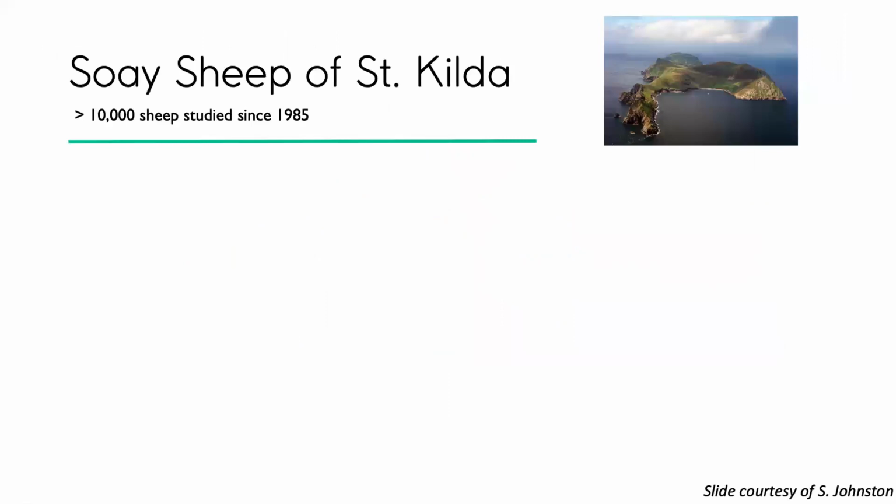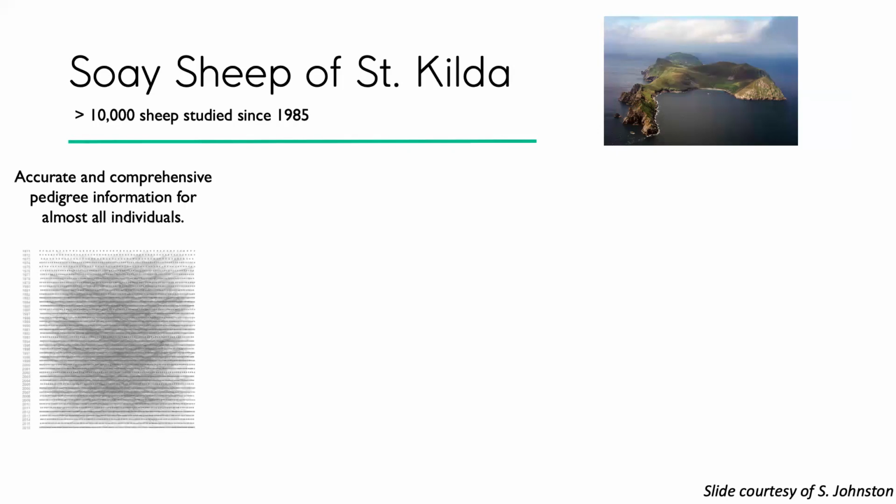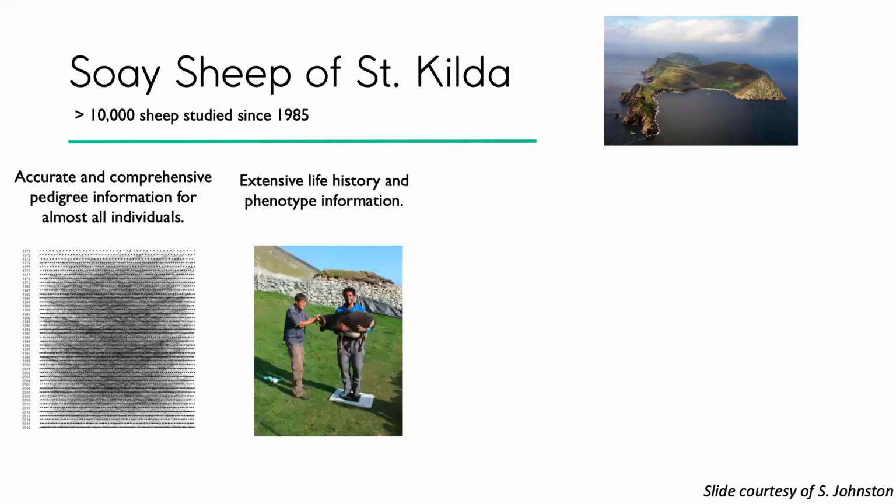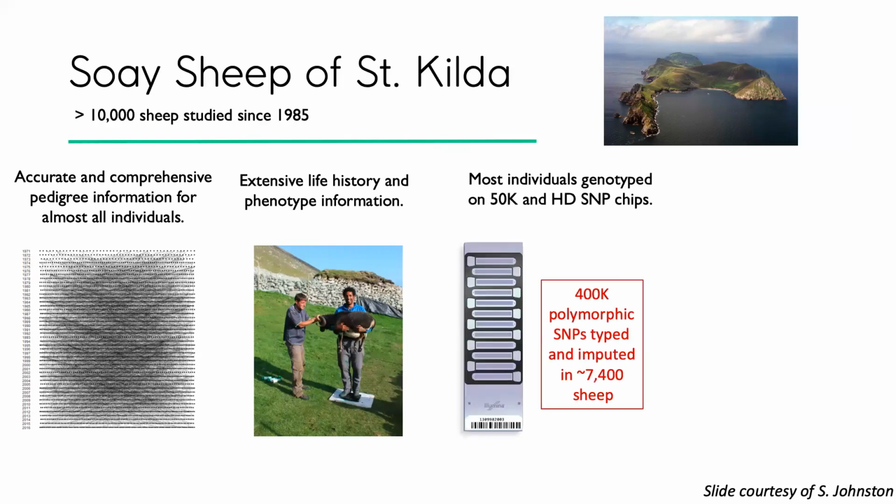This is a really great system for this, because we have over 10,000 sheep on the island of St. Kilda, which have been studied continuously since 1985. So we know the relationship between all the sheep, we know whose mother is who and who's had so many children. We have extensive life history and phenotype information and immunology information for them. Even more recently, there's been more detailed genetic information for them. So these SNP chips give us an even more in-depth view than the pedigree.